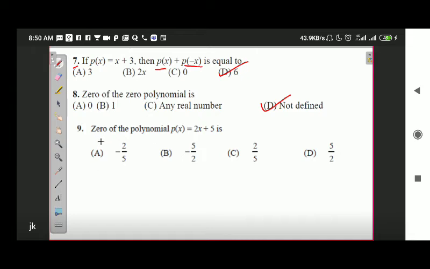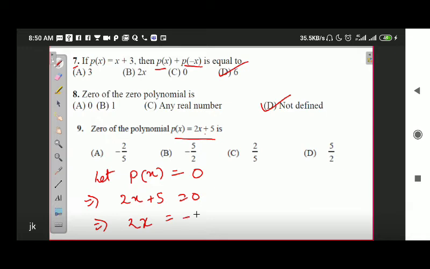Next, zero of a polynomial p(x) equals 2x plus 5. In order to find the zero, we will let the given polynomial p(x) equal 0. That must mean 2x plus 5 equals 0. It implies that 2x equals minus 5, and finally x will be equal to minus 5 by 2. Okay, so this is B.